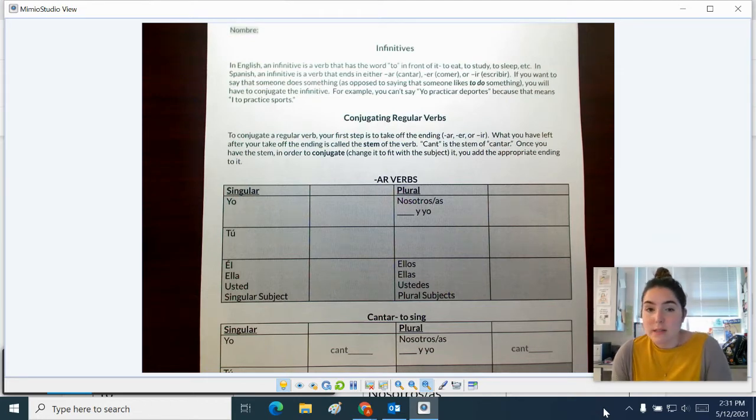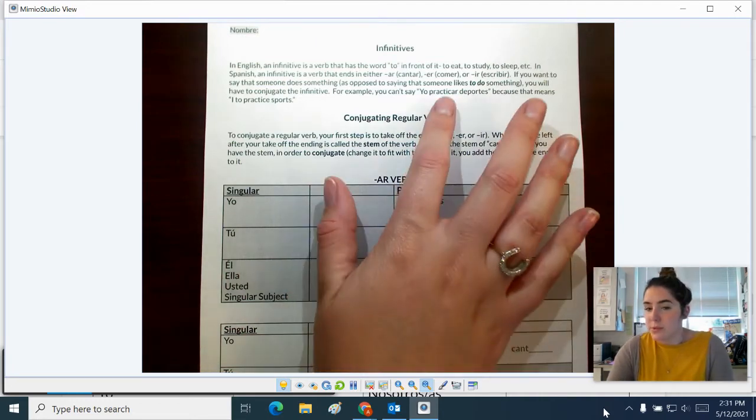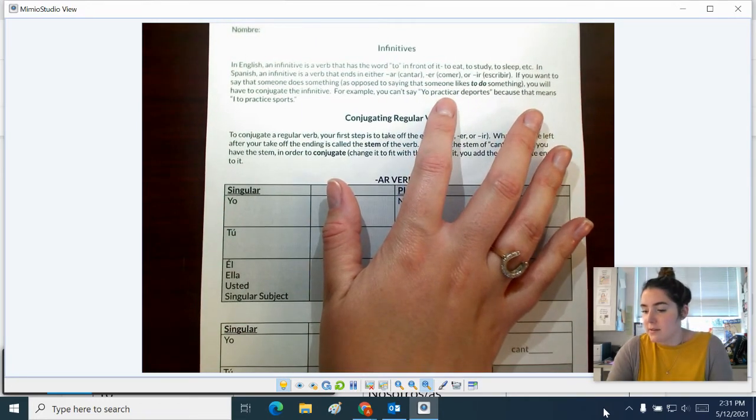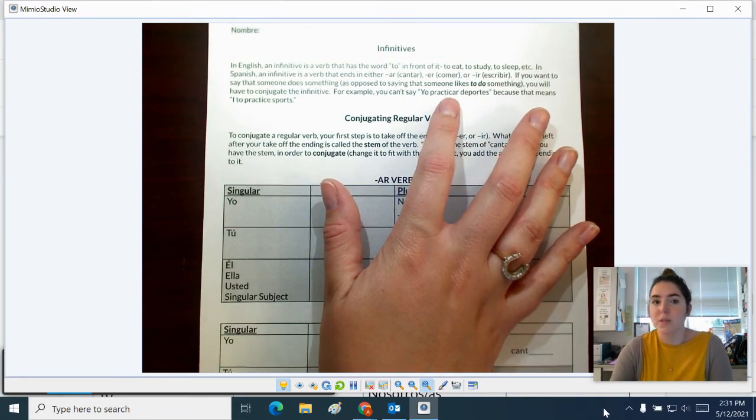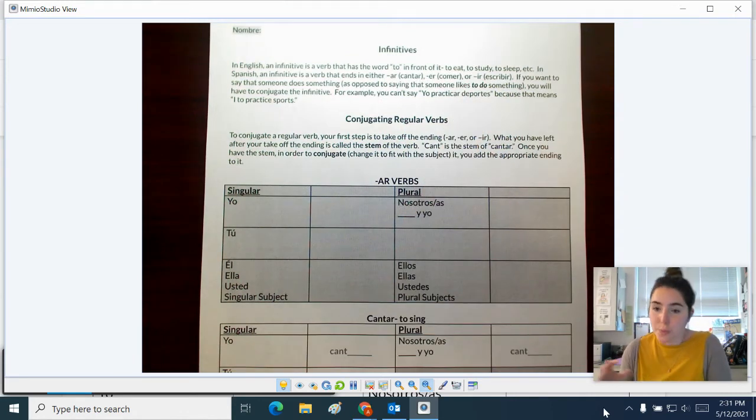So if you want to say that someone does something, does one of those actions, instead of saying someone likes to do those or is going to do one of those actions, you're going to have to conjugate that verb. So right now, what you can't do is just say yo practicar deportes, because what that means is I to practice sports. And what we want to say is I practice sports.